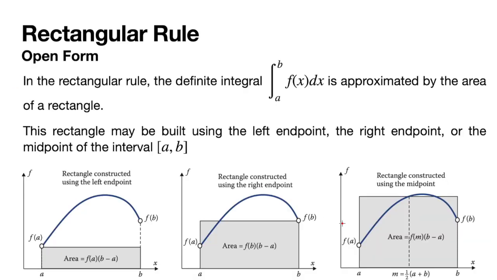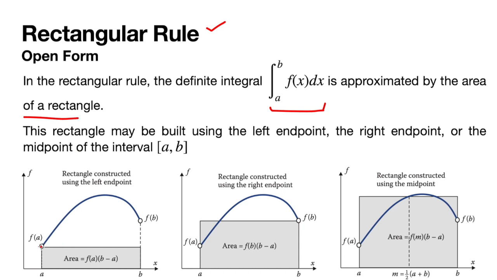So the open form is, you can say, the most basic one here, and the first one is the rectangular rule. It says that the integral of the function f of x dx with limits a to b is approximated by the area of a rectangle.